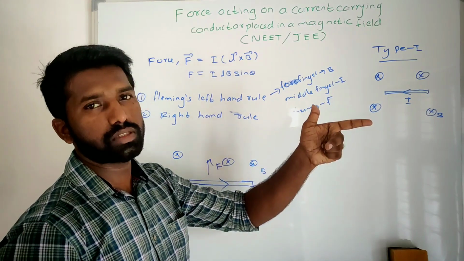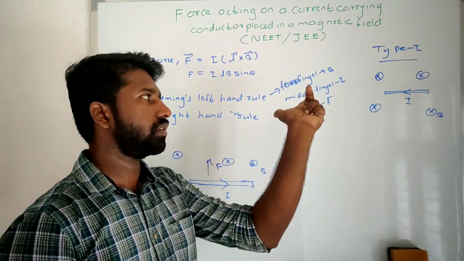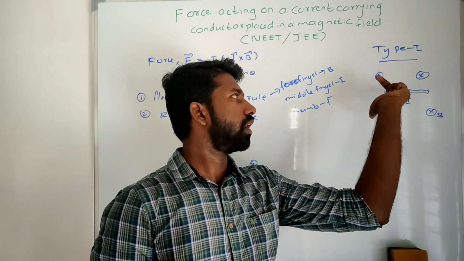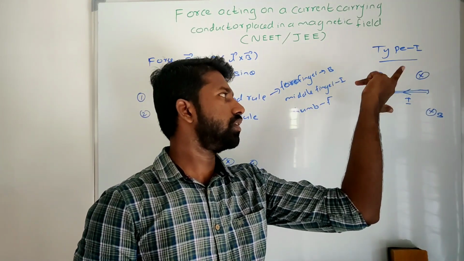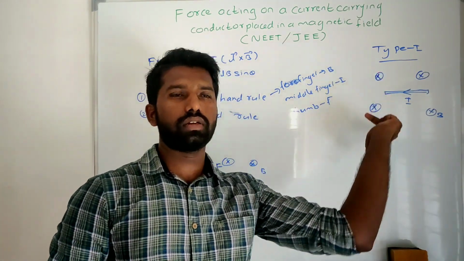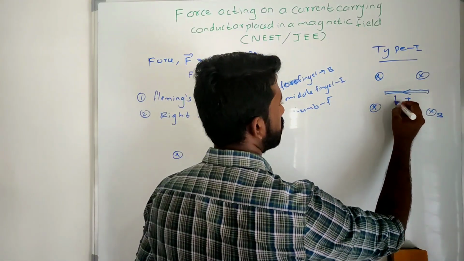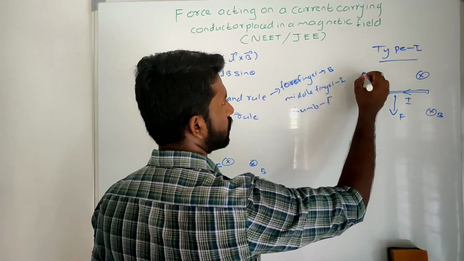Here I am going to apply Fleming's left hand rule. The magnetic field is going into it and the direction of the current is like this. So what will I get? I will get downwards. This is the force direction for this case.